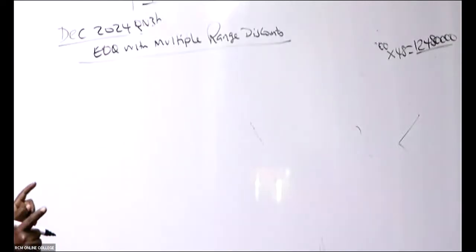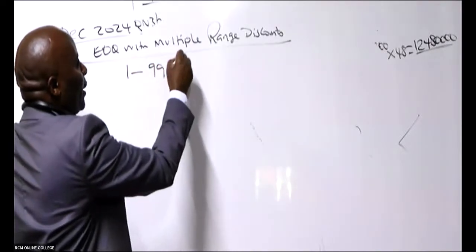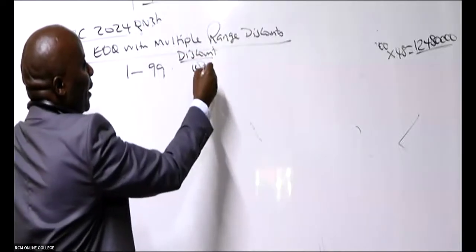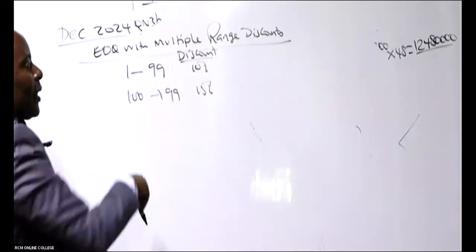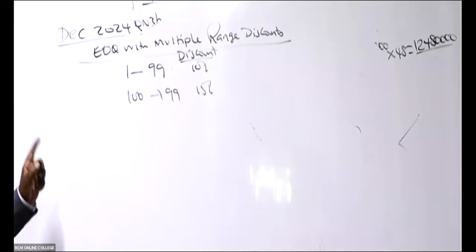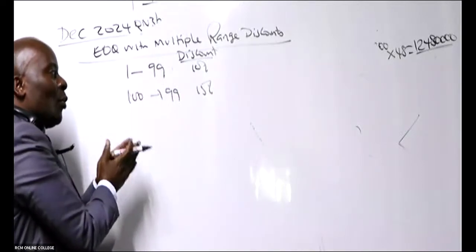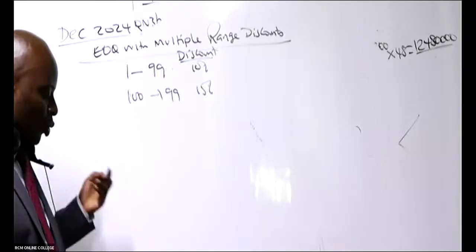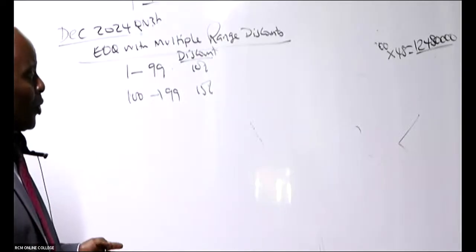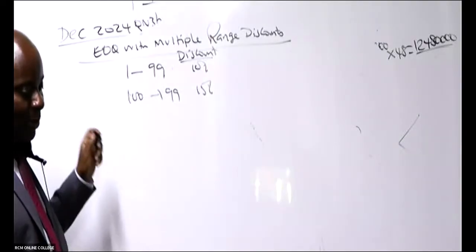Now, we'll go to a question. You'll get a question where you are told that if you procure 1 to 99 units, you get a discount of, say, 10%. If you do 100 to 199, you get a discount of 15%. And these classes are many. So in that case, you are dealing with a question of EOQ with multiple range discounts. In the previous class, I did one question where if you procure 15 units, you get 10%, if you procure 20 units or 200 units, you get this percentage. That is right, but it's not coming in the form of a range.